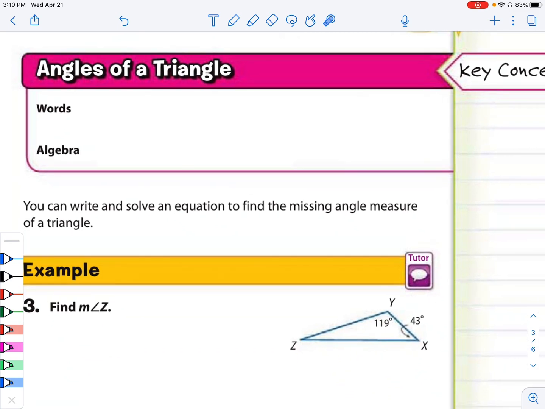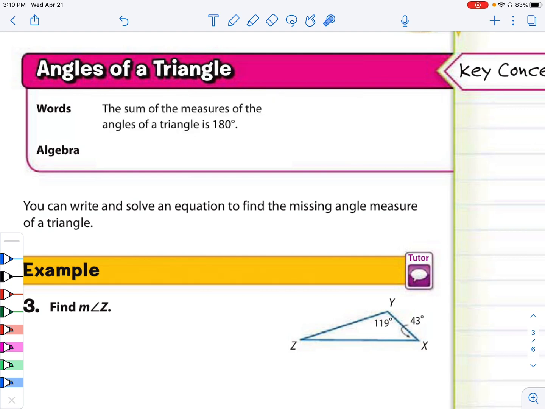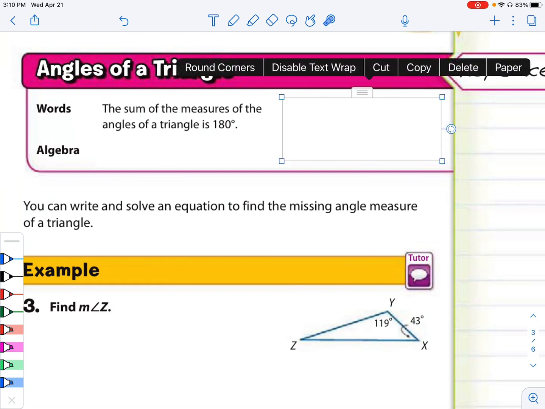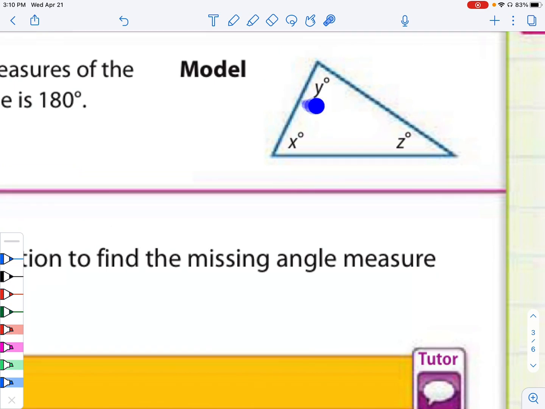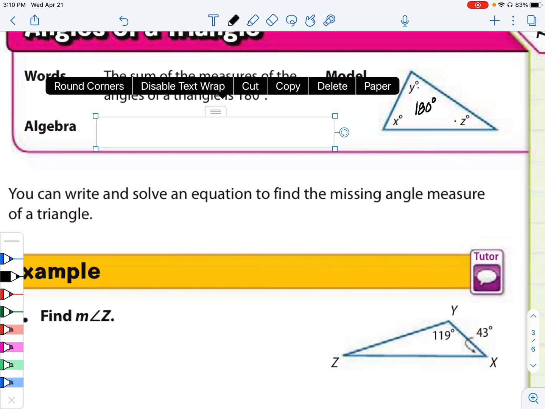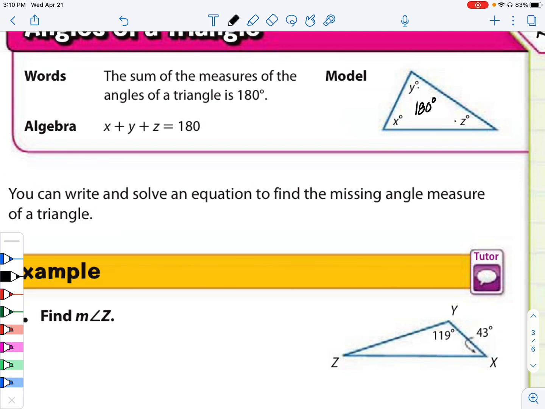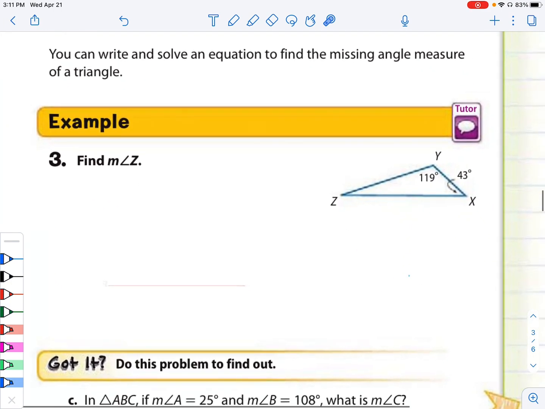Let's take a look at angles of a triangle in this case. So in words, when you talk about angles of a triangle, the sum of the measures of the angles of a triangle equals 180. So if you use a model, this is how it looks. In any triangle, the sum of all the angles inside the triangle will equal 180 degrees. So x degrees plus y degrees plus z degrees equals 180 degrees. If we represent that algebraically, this is how it looks: x plus y plus z is equal to 180 degrees.